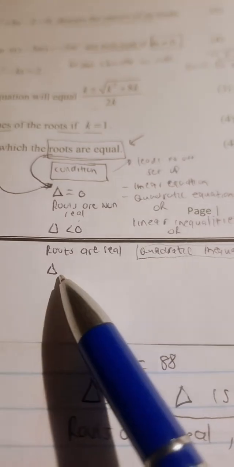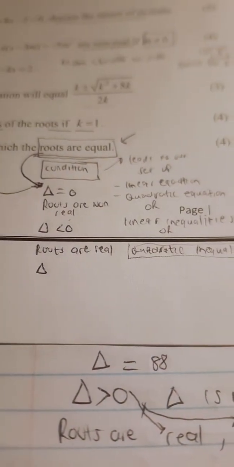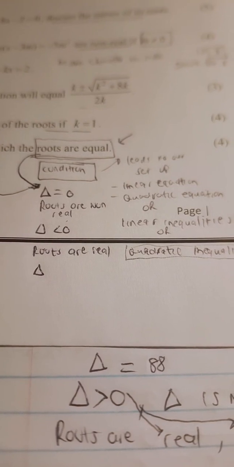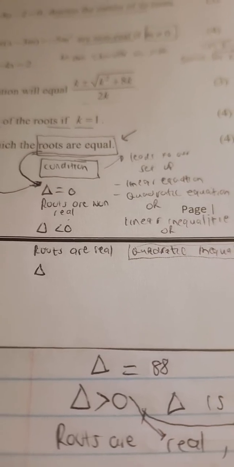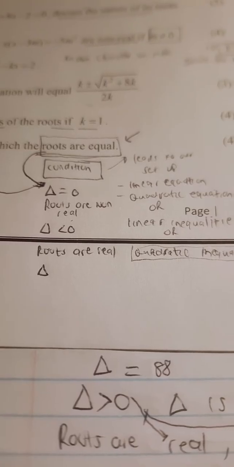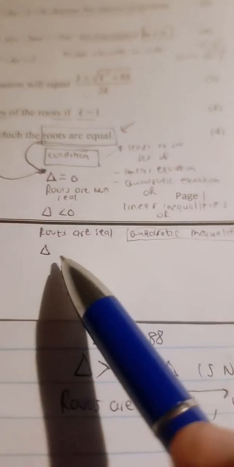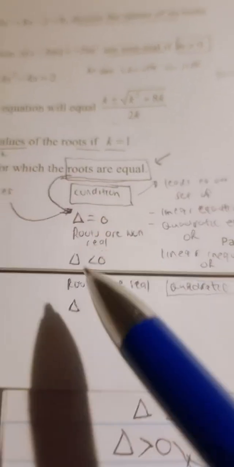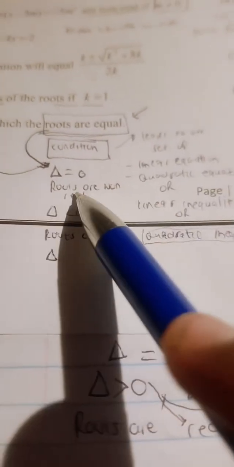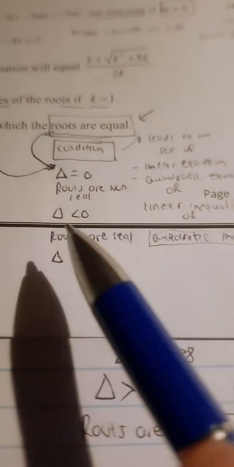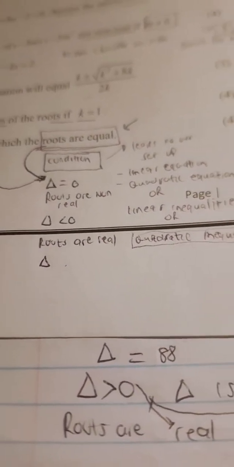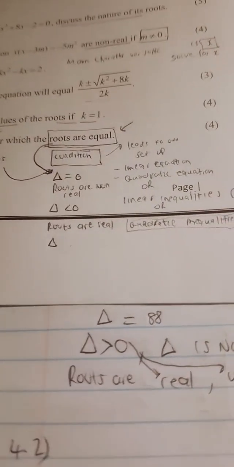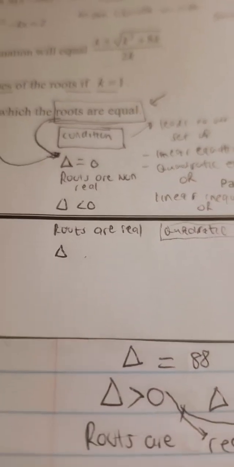When they say roots are real, what does that mean about delta? I see what you're saying, you're saying greater than 0. You're saying real numbers, but you're not telling me what it means when they say roots are real. Guys, when roots are equal, what does that mean about delta? It means delta is equal to 0. When roots are non-real, what does that mean about delta? It means delta is less than 0. Now I'm saying, when roots are just real, what does that mean about delta?